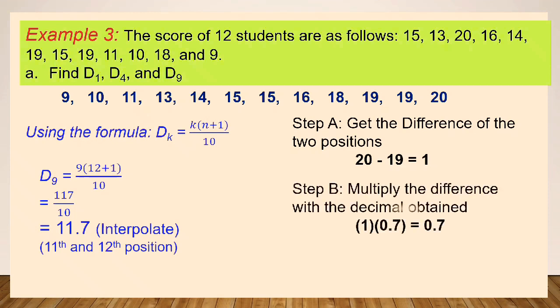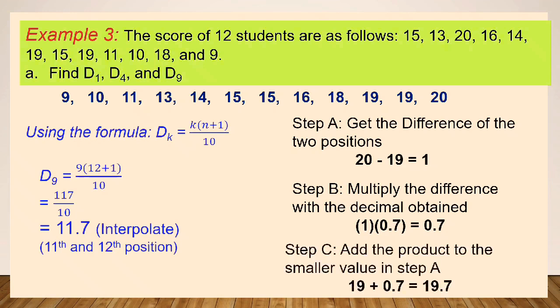So the difference will be multiplied by the decimal that we obtained a while ago. That is 1 times 0.7 results to the same value. And adding it to the smaller value in step A, that is 19 plus 0.7, that is equal to 19.7. So therefore, class, the exact value of the ninth decile is equal to 19.7.